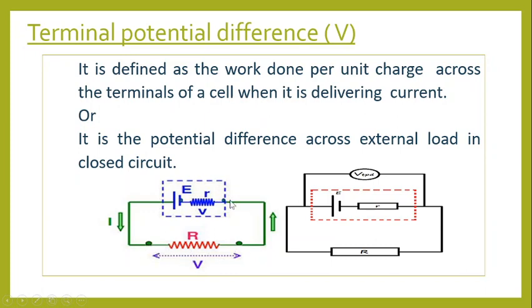So if you are having this kind of circuit and you are measuring the potential difference across the terminal of a cell, in this case, this is the first terminal attached to the cell here, this is the second terminal attached to the cell. If you are measuring the potential difference here, what we are measuring is what they call the terminal potential difference. Simply the potential difference across the external load. That's what we refer to as terminal potential difference.